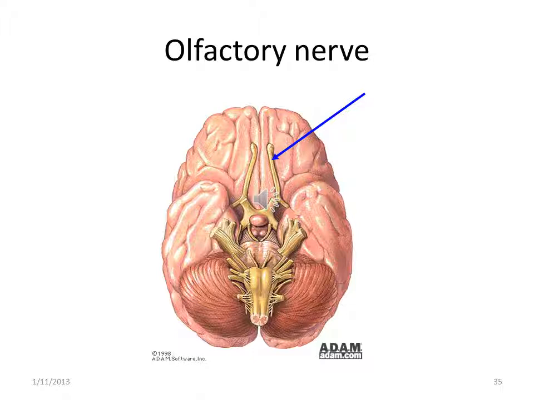Cranial nerve 1 is the olfactory nerve. The arrow is pointing to it on this slide. This cranial nerve is considered a tract of the brain, and it does not regenerate if it is injured.